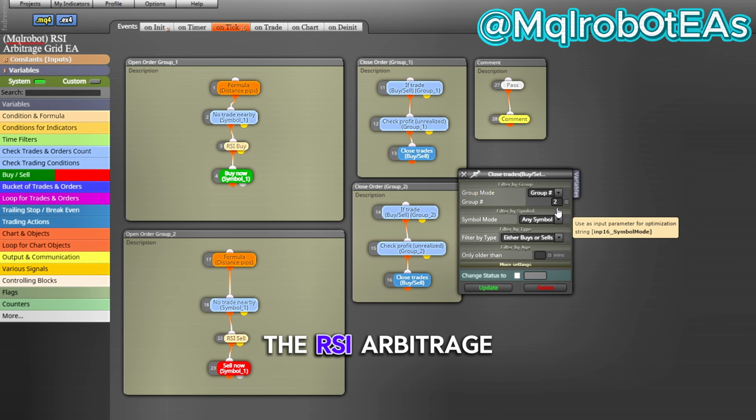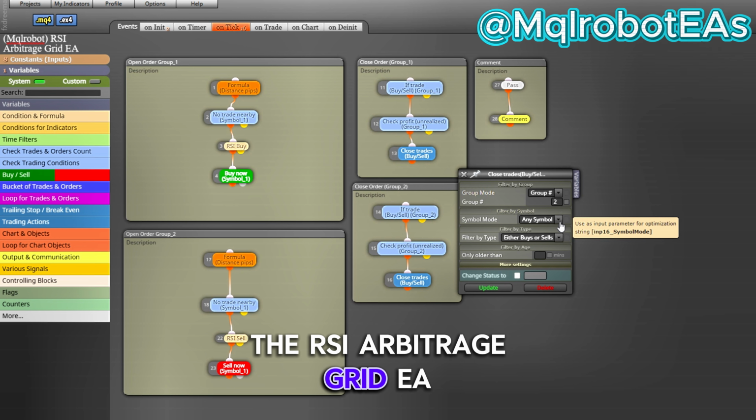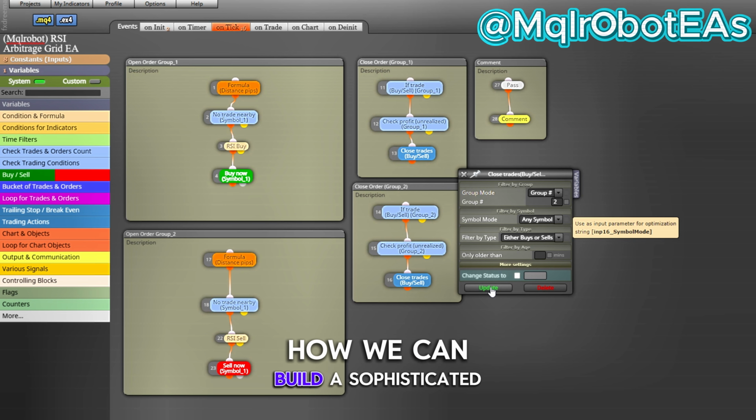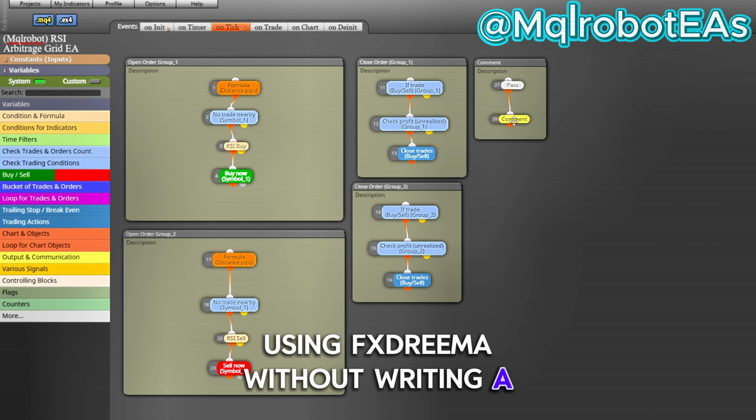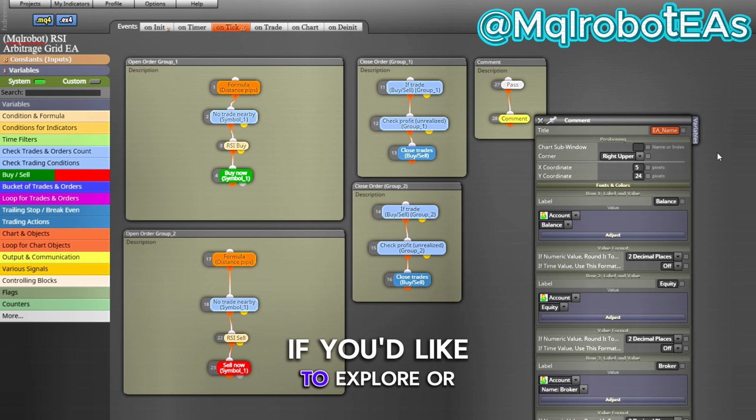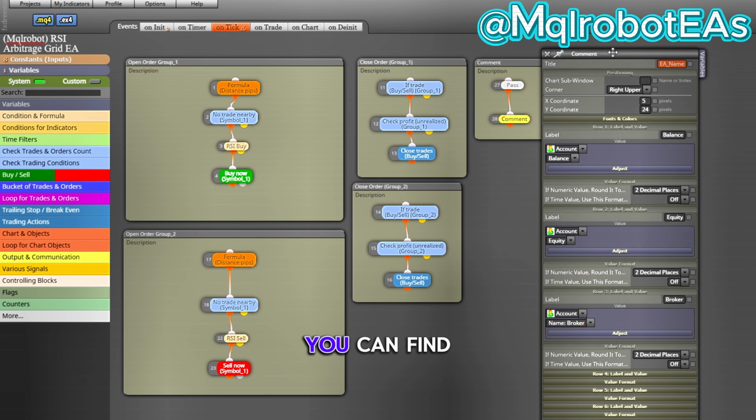Conclusion: the RSI Arbitrage Grid EA demonstrates how we can build a sophisticated trading robot using FXdreema without writing a single line of code.